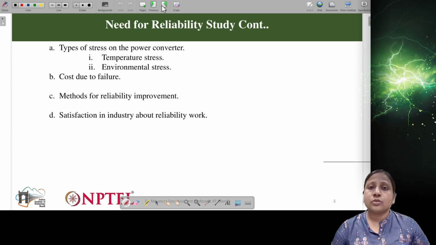So that is why we need to have an idea about the temperature, how much it is actually generating in the device itself. So this temperature stress we need to find out. The second thing is the environmental stress. What are the environmental stresses?